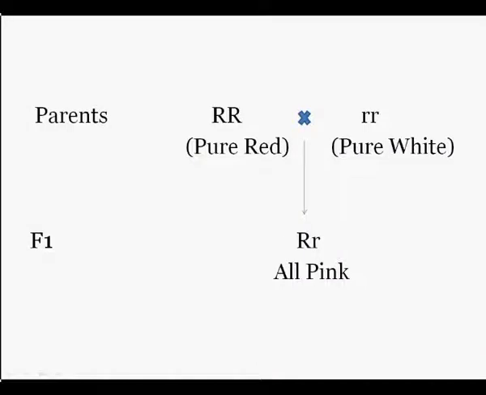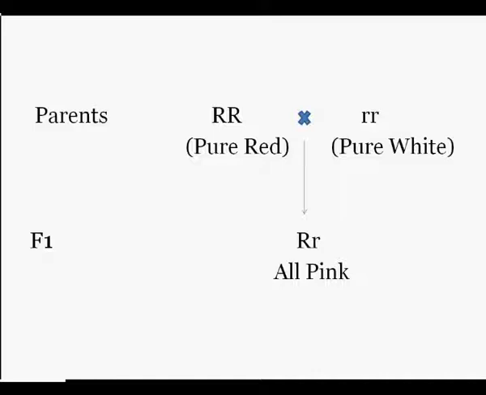How does it come about? The parents are pure red in nature with the genotype capital R, capital R, and the other one, the male, is pure white in nature with the genotype small r, small r. Red is dominant and white is recessive in nature. What will happen when fertilization takes place in the F1 generation? Instead of getting red, we get all individuals pink in color.